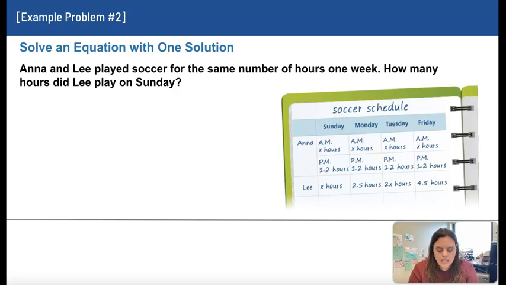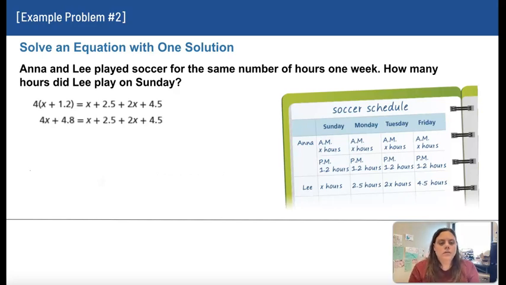Well, we can see that Lee is x hours, then 2.5, then 2x, then 4.5. We see that Anna played x number of hours every morning and 1.2 hours every afternoon. So we know that she has played every day x plus 1.2, and she did that for 4 days. So that is how we get 4 times x plus 1.2. And Lee doesn't have any repeating, so we just list his out as all 4 terms. We're wondering when these are equal.